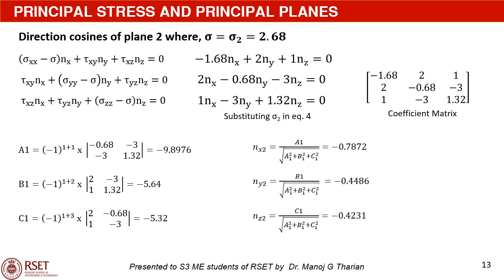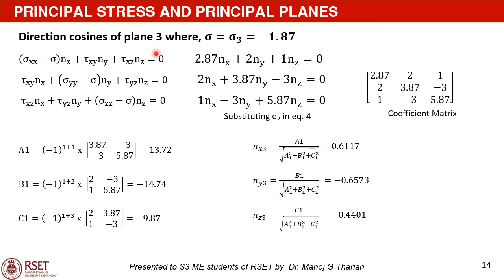In the same manner, we can find the direction cosines of principal plane 2, where sigma is equal to sigma 2 equal to 2.68. You substitute this 2.68 in the set of these three equations. We will get three simultaneous linear equations with the three unknowns nx, ny, nz. This is the coefficient matrix. We can calculate the cofactors a1, b1, c1, and in the same way as earlier, we can find the direction cosines nx2, ny2, nz2, which are the direction cosines of the normal to the principal plane 2.